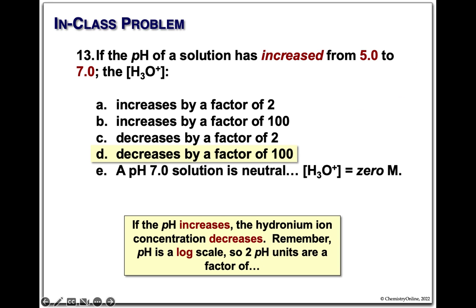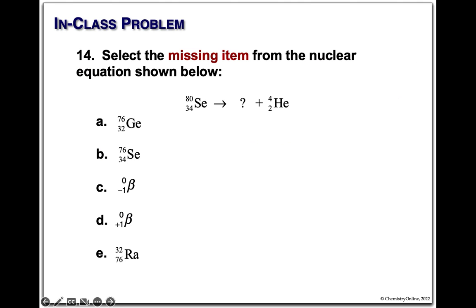All right, let's do a nuclear equation. We have selenium 80. We are losing an alpha particle. Okay? What do we make? Well, because it's an alpha particle, the mass number is going to decrease by 4. And the atomic number is going to decrease by 2.